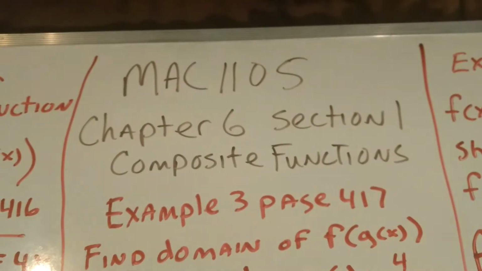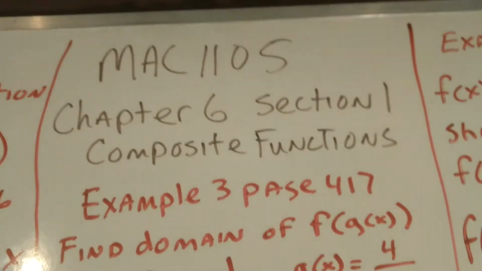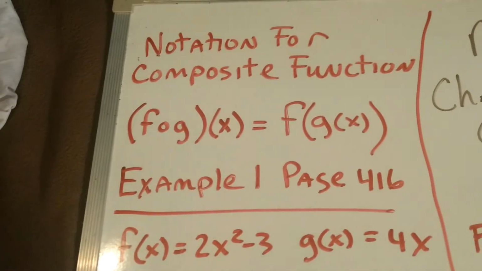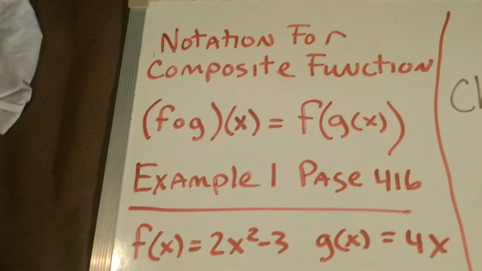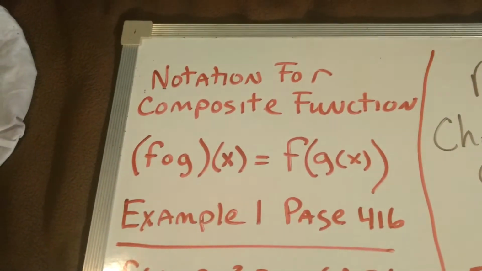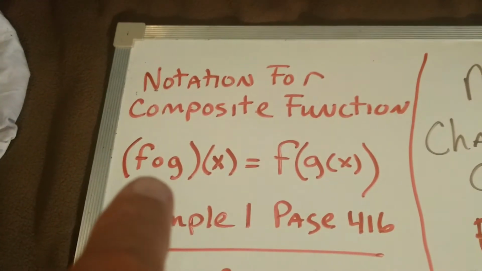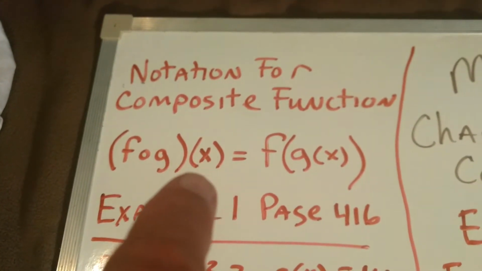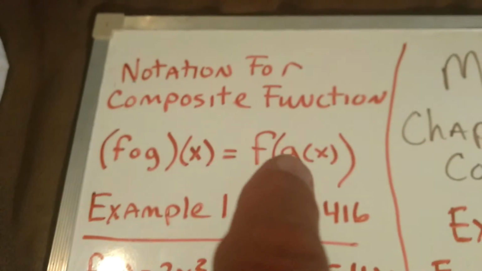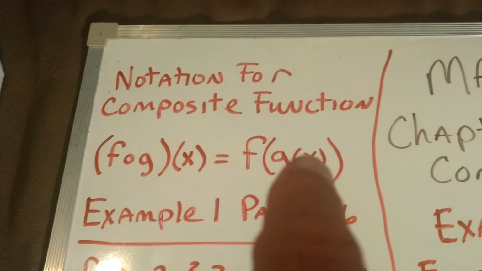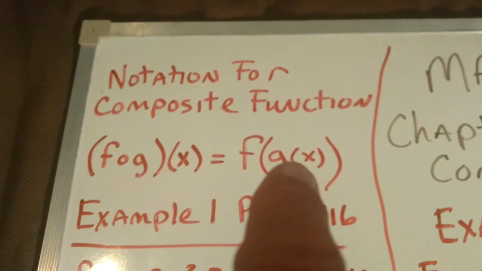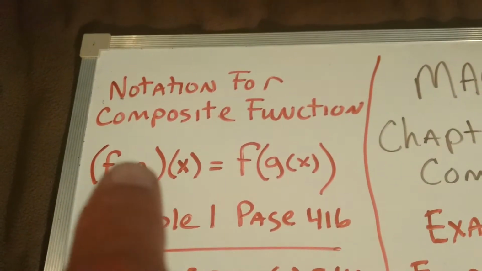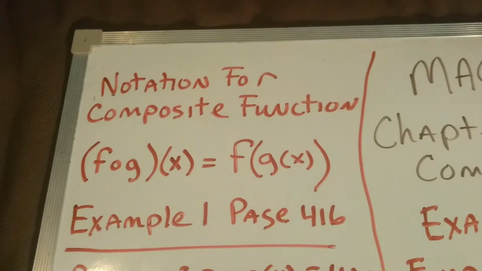1105, Chapter 6, Section 1, Composite Functions. First of all, a composite function is where we take one function and stick it into another function. The notation for composite functions is f with a little degree symbol g of x, or you have f with the other function that you're substituting in for the f function, g of x. They both are termed f of g of x.